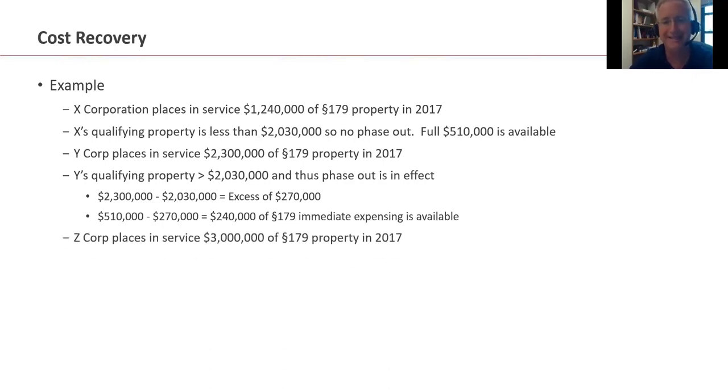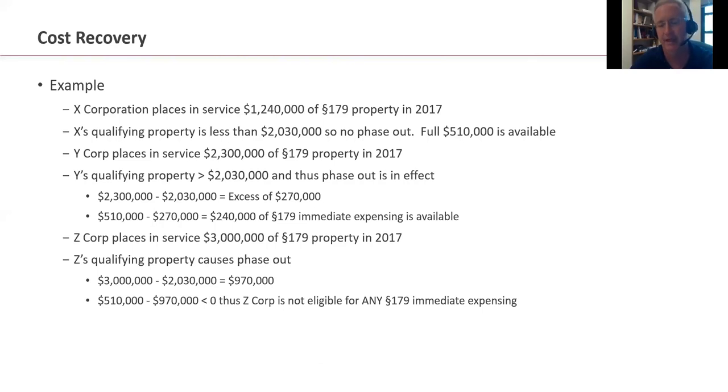Z Corp places 3 million in service. And again, these are all 2017. Note that. Okay, 3 million in 2017. Z's qualifying property causes a phase out, no doubt about it. How much? 970,000. Well, guess what? That's more than the 510. They're not eligible for any 179 immediate expensing. So that's how they create this small business limit. They say, look, it's not about some size of assets or anything else. We're going to focus on how much did you spend on qualifying 179 property.